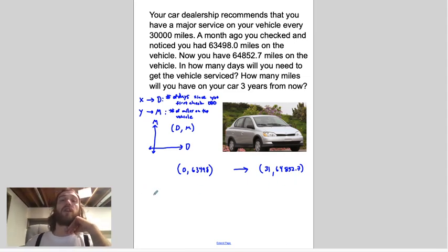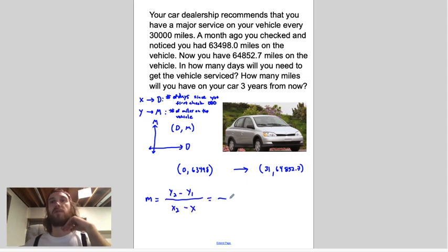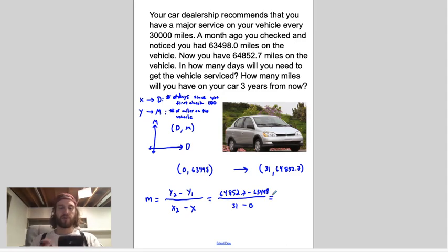So the first thing you're going to need to do is make your linear model. I can help you with this if you'd like, but it's basically exactly the same as what we did before. You're going to use that equation, y2 minus y1 over x2 minus x1. Plug these in. And you're going to get 64,852.7 minus 63,498 over 31 minus 0. Let's crunch some numbers.